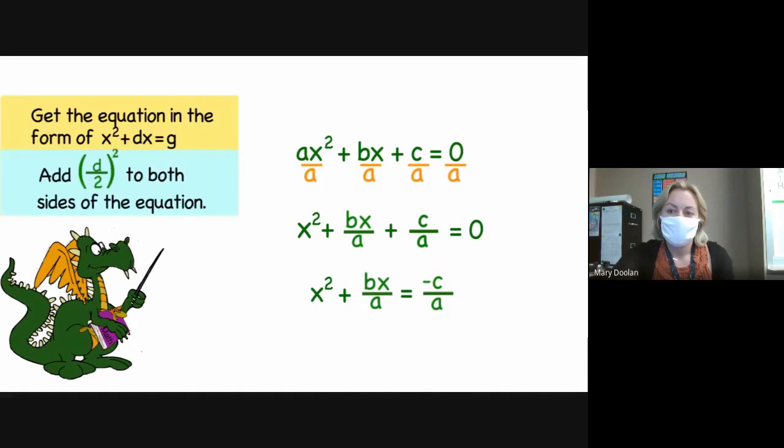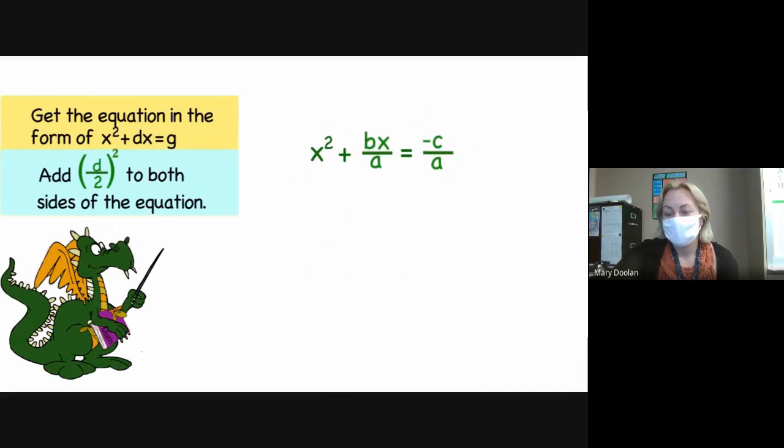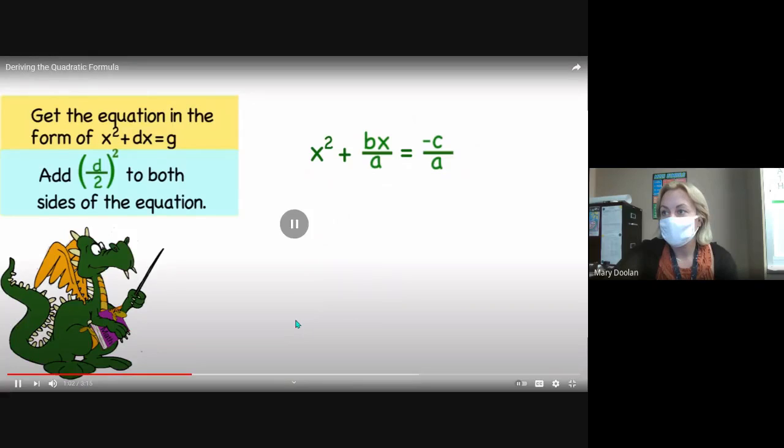Now I need to figure out what number I need to add to both sides to complete the square.